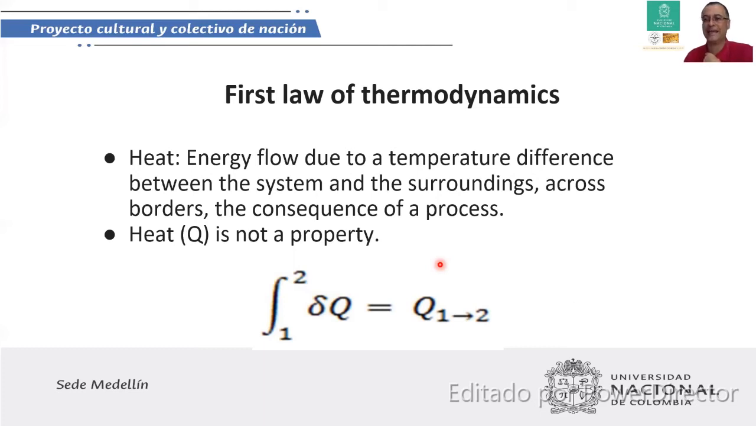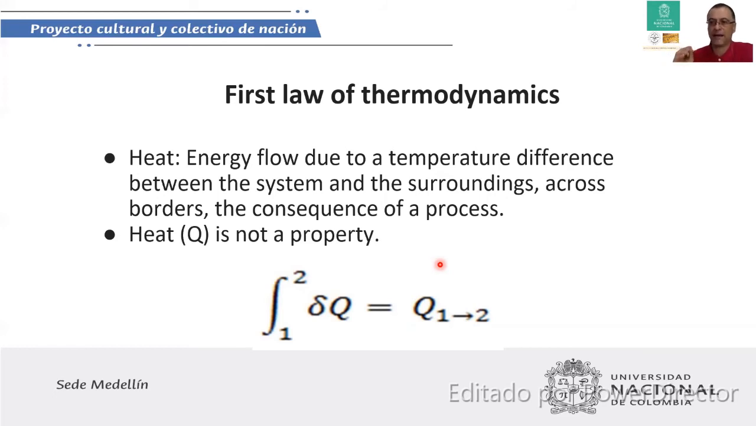And the other kind of energy transference is heat. Heat is not a property. Heat is a transfer of energy that appears when the temperature of the system is different from the temperature of the boundaries. When that kind of difference exists, an energy transference named heat appears. It's a flow of energy due to the difference of temperatures between the system and the boundaries across the borders.